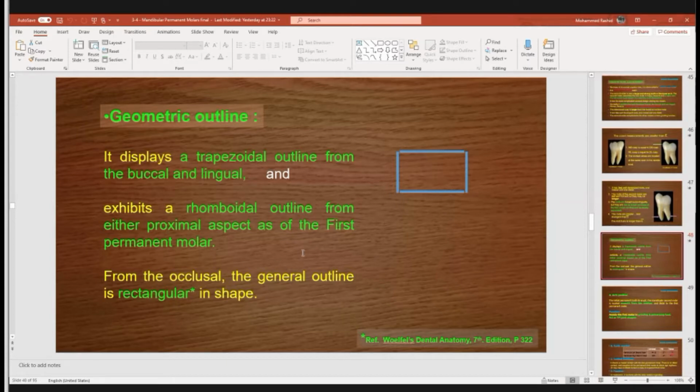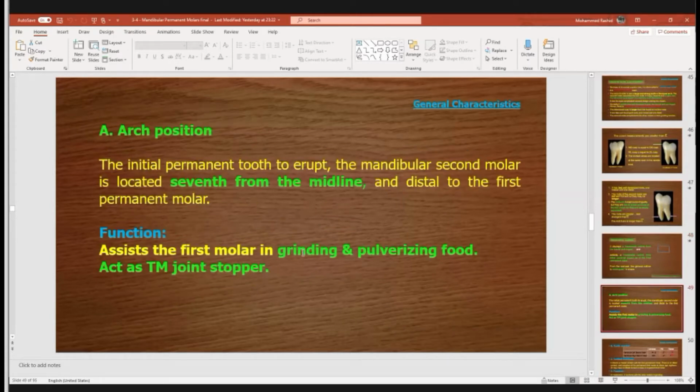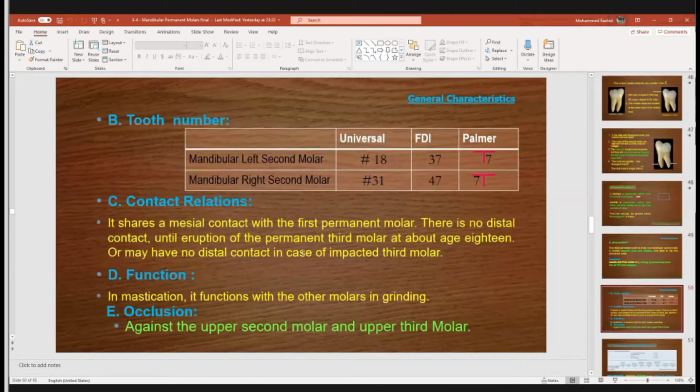Arch position: this is the 7 tooth from the midline. Function: grinding and pulverizing food. It also acts as a TM joint stopper. Tooth number here is 38 in the FDI system, and Palmer 7 with the bracket on the left side. The mandibular right second molar is 47 on FDI, and 7 with the bracket on the right side.